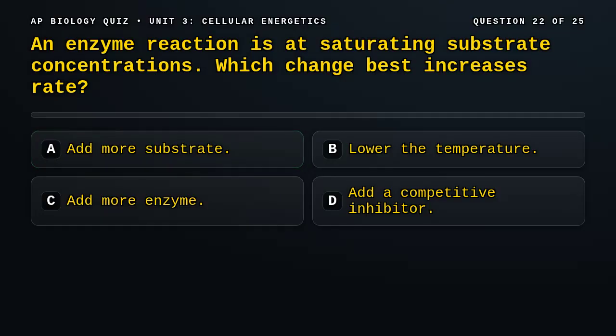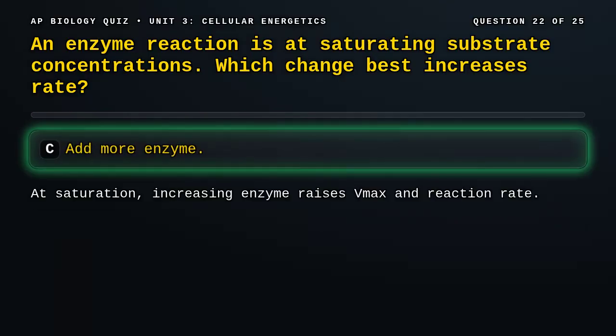Question 22. An enzyme-catalyzed reaction is at saturating substrate concentrations. Which change best increases the reaction rate? A. Add more substrate. B. Lower the temperature. C. Add more enzyme. D. Add a competitive inhibitor. Correct answer, C. At saturation, Vmax depends on enzyme concentration. Adding enzyme increases maximum rate.